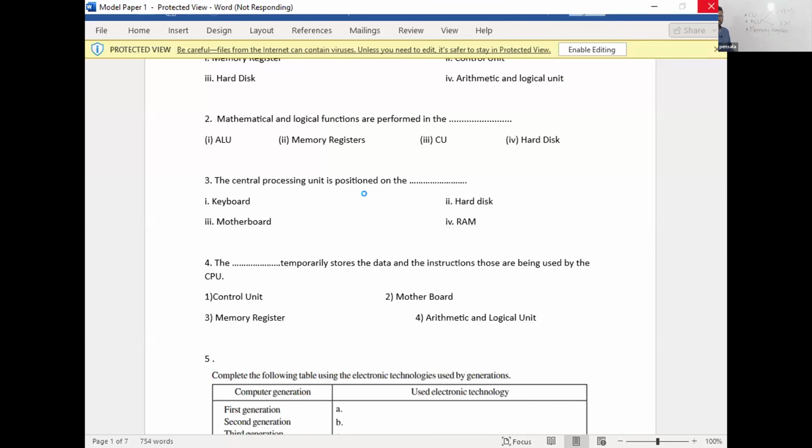In the third question, the central processing unit is positioned somewhere, right? This CPU is a hardware part. CPU is related to hardware, so we can touch it, right? So that is hardware. Where is this CPU positioned?